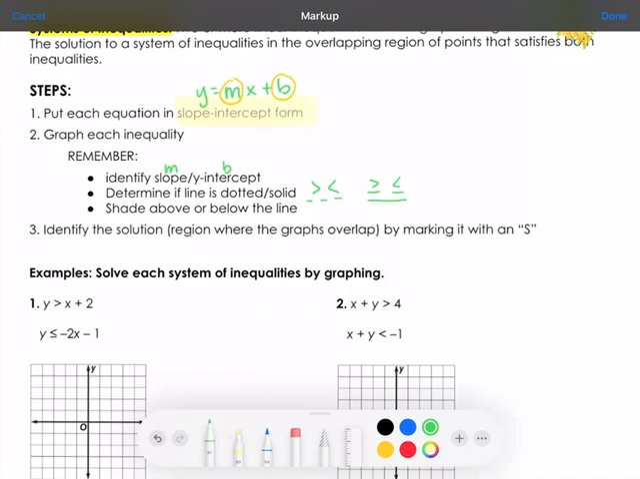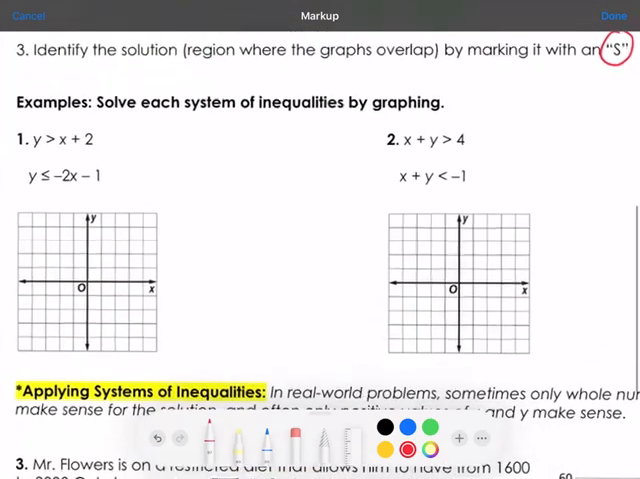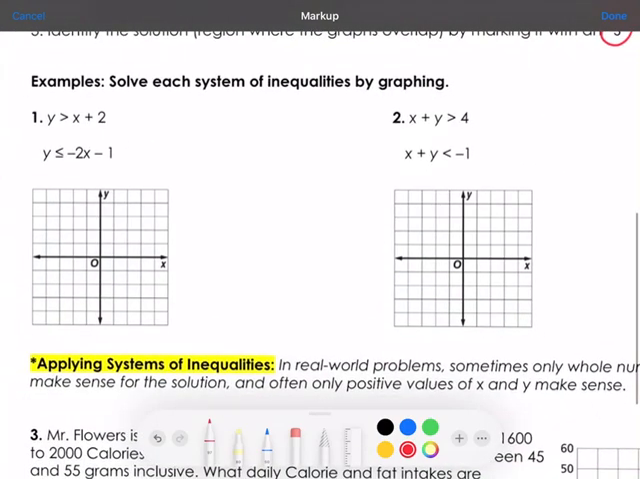And then once we have our line graphed, we need to decide if we're going to be shading above or below the line. And finally, once we have both inequalities graphed, we're going to look for the solution. It's the part where the graphs are going to overlap, and we're going to mark it with an S, okay? So we'll be able to see some examples of this down here.